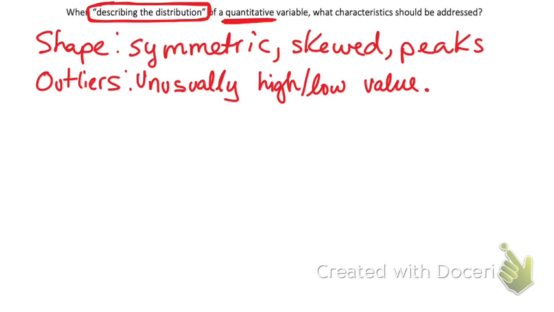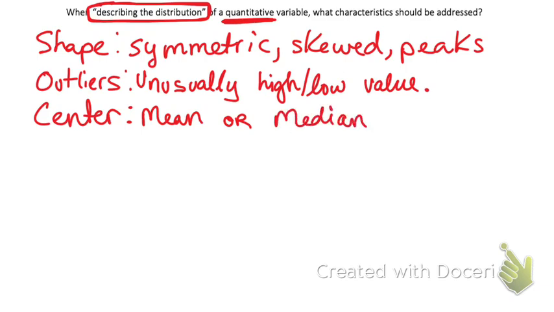Okay. So we're also going to want to talk about the center. Now, back in elementary and middle school, you talked about some ways to look at the center of some data. You talked about the mean. Do you guys know how to find the mean? Add them all up and divide by the number of numbers. Perfect. The other way you can find the center is the median. Do you guys remember how to find median? Yes. You put them all in order, and boom, there's the median, right?